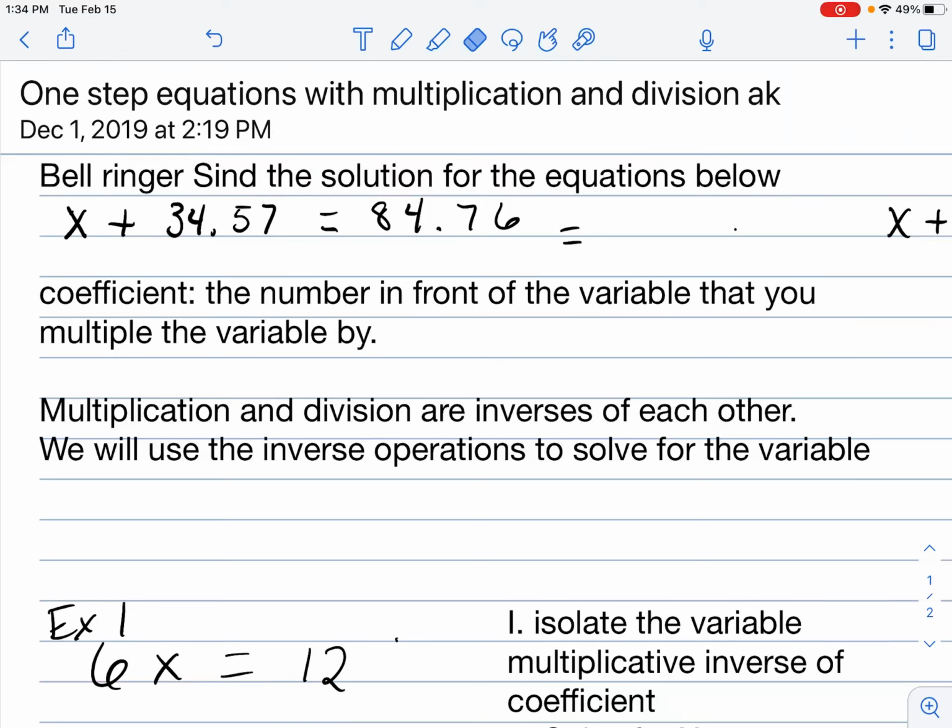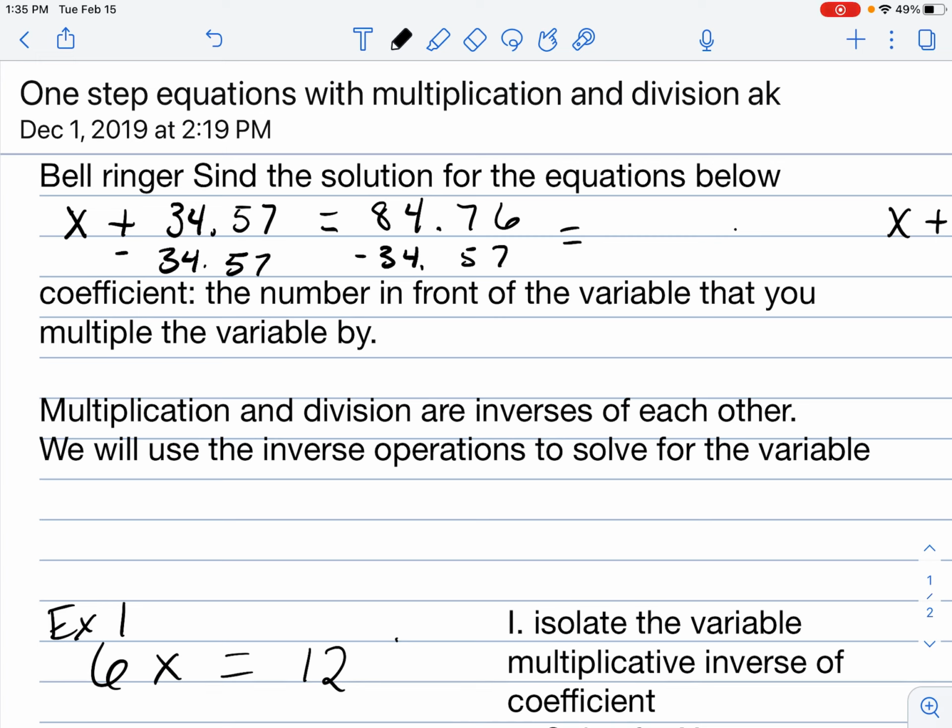All right, looking at solving one-step equations with multiplication and division. Just from yesterday, we were doing it with addition and subtraction, where we use the additive inverse. The additive inverse of whatever you're adding or subtracting is just the opposite. So here on this one, you'd minus 34.57. And what you do to one side, you do to the other, because this is an equation that's balanced, and so we have to keep it balanced.